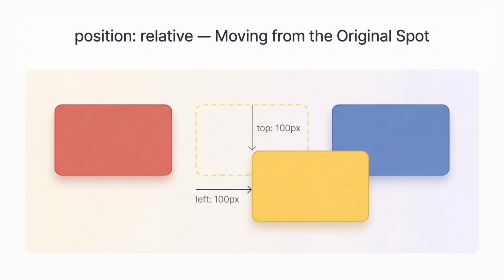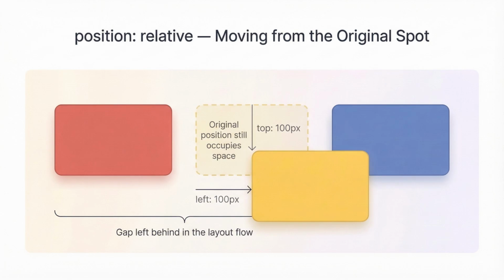Let's start with relative positioning. When you apply position relative to an element, you unlock 4 directional properties: top, bottom, left, and right. These move the element relative to its own original position. So if you say top 100 pixels, the element shifts 100 pixels downward from where it naturally sat.